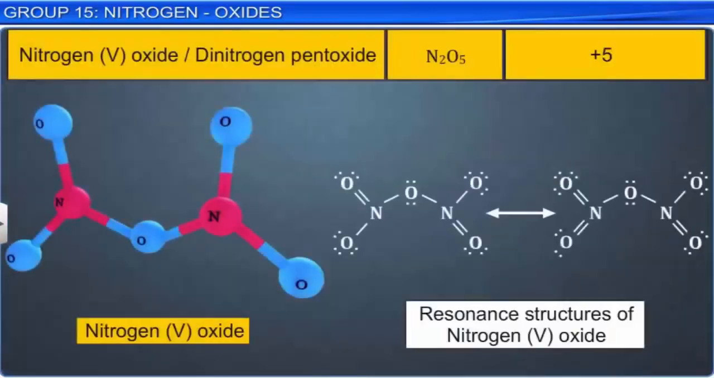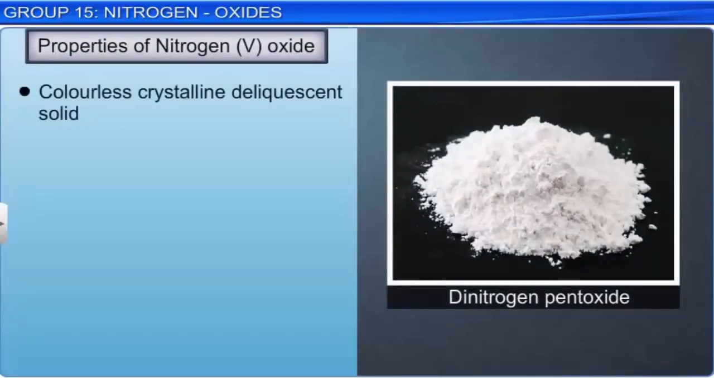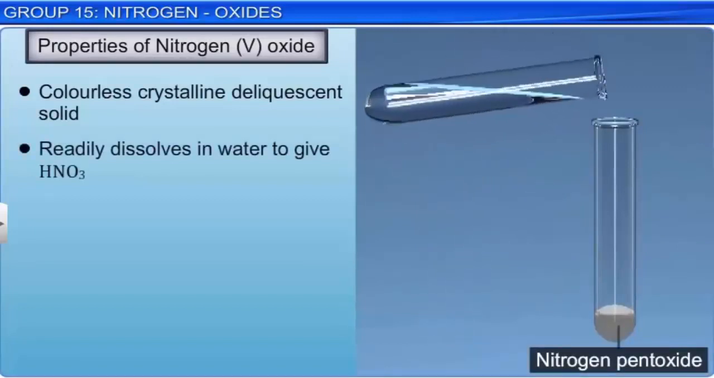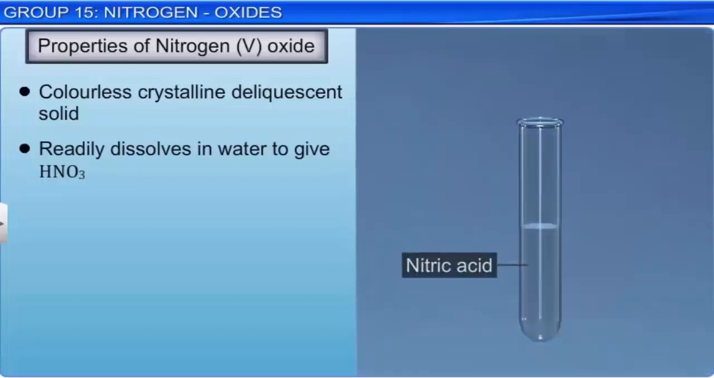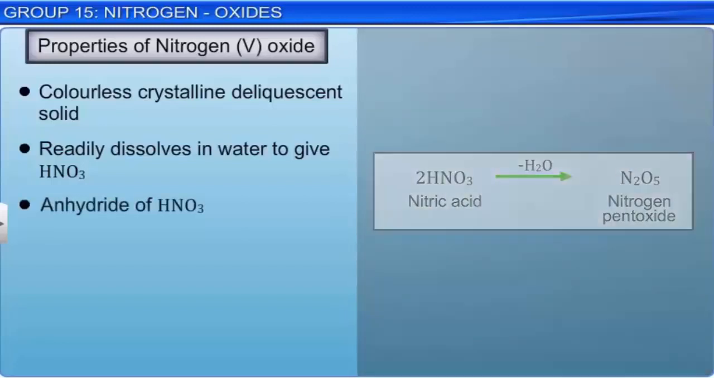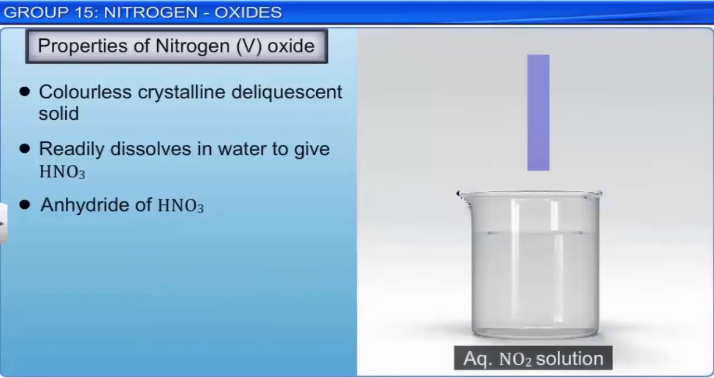Nitrogen-5 oxide is also called dinitrogen pentoxide. It is prepared by the dehydration of nitric acid with phosphorus pentoxide. It is a colorless crystalline deliquescent solid that readily dissolves in water to give nitric acid. Hence, it is an anhydride of nitric acid. It neutralizes alkalis to give nitrates, as shown here. Thus, the oxide is acidic in nature.